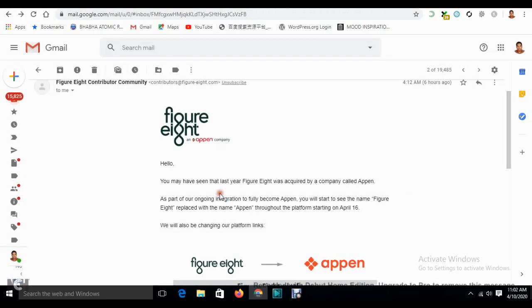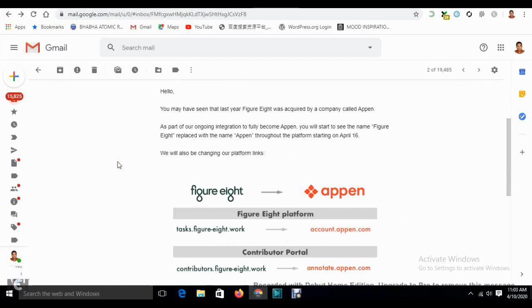The update is that last year, in the month of March, Figure 8 was acquired by the company Appen. Now they have sent a mail to our contributors today at 4:12, saying that they are integrating completely into Appen. On April 16, they have mentioned that Figure 8 will now look like Appen.